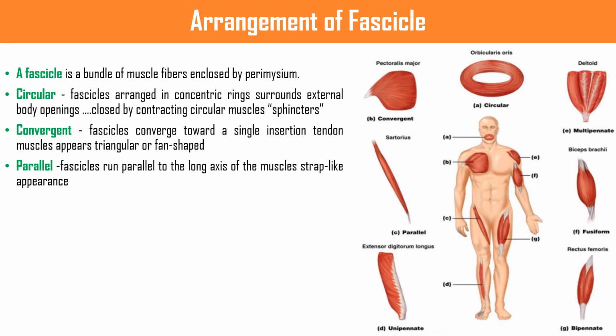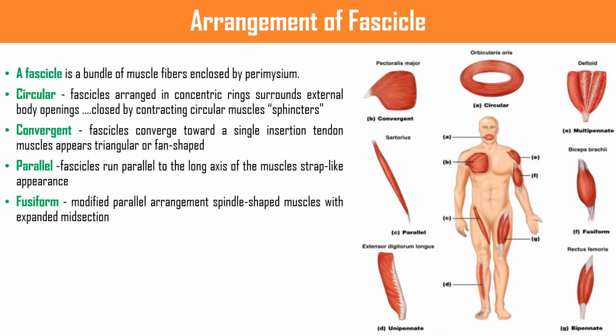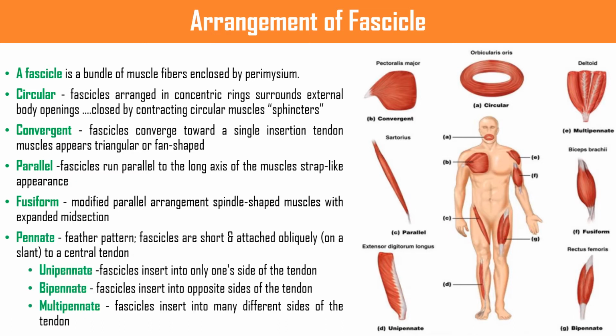Parallel fascicles run parallel to the long axis of the muscle, giving a strap-like appearance. Then fusiform, a modified parallel arrangement: spindle-shaped muscles with an expanded midsection. Then we have pinnate pattern. Fascicles are short and attached obliquely, on a slant, to a central tendon. There are three types: unipinnate, bipinnate, and multipinnate. Unipinnate fascicles insert into only one side of the tendon. Bipinnate means two; fascicles insert into the opposite sides of the tendon, and multipinnate fascicles insert into many different sides of the tendons.